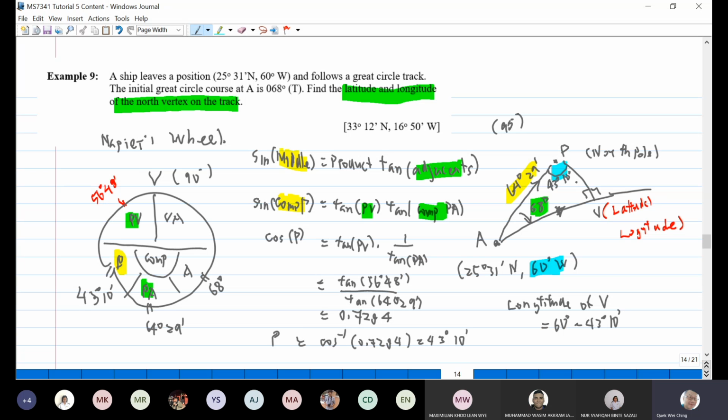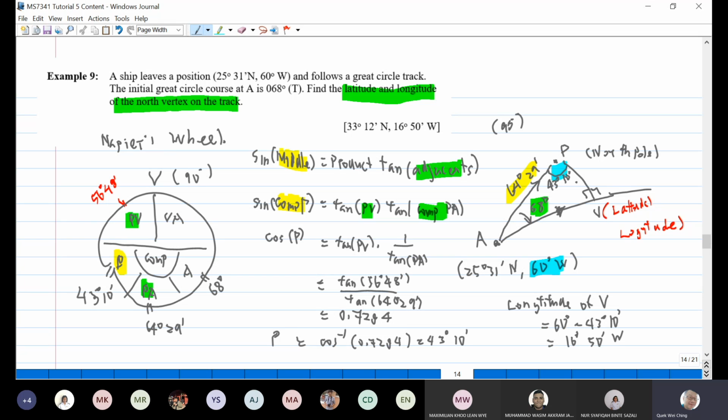Okay, you have to move to the east side. So the longitude will decrease, right? Because the east side increase how much? So this is actually towards the location 60 degree west minus 43 degree. Again, you get this one 16 degree 50 minute west.